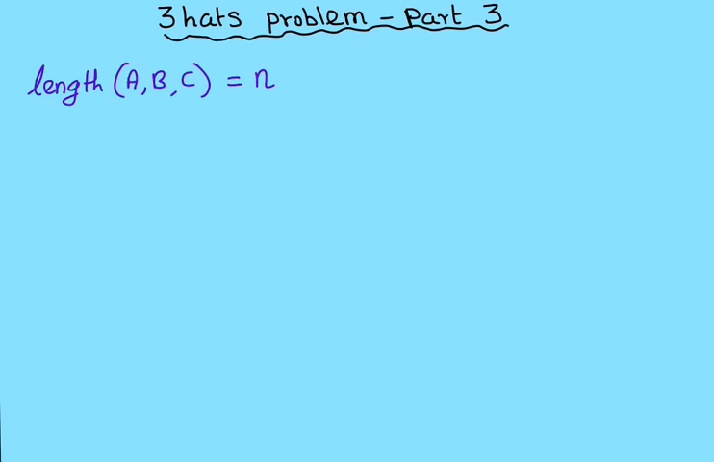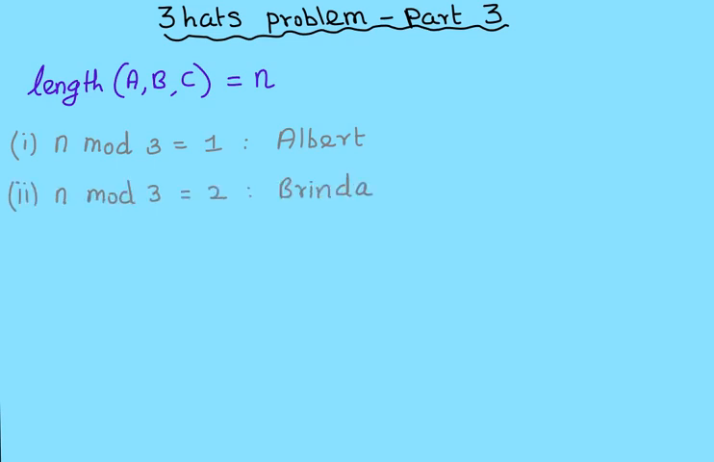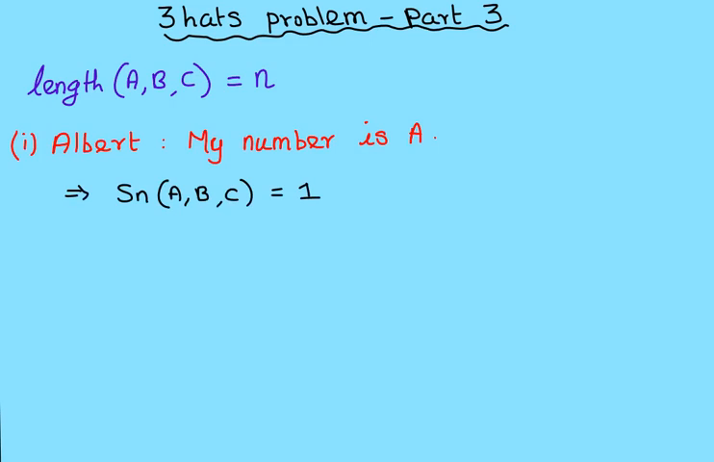Assume that if the conversation length is less than n, then the final claimed value will always be the sum of the other two. Now consider the case when the conversation length is n. There are three possibilities. The final person who claimed a number can be Albert, Brinda or Kane. Let us see the first case, Albert, and all the other cases are similar. So Sn of ABC is equal to 1, which means one of the possible values A1 or A2 got eliminated by Albert. Assume that the claimed number is A1. So A2 has been eliminated.